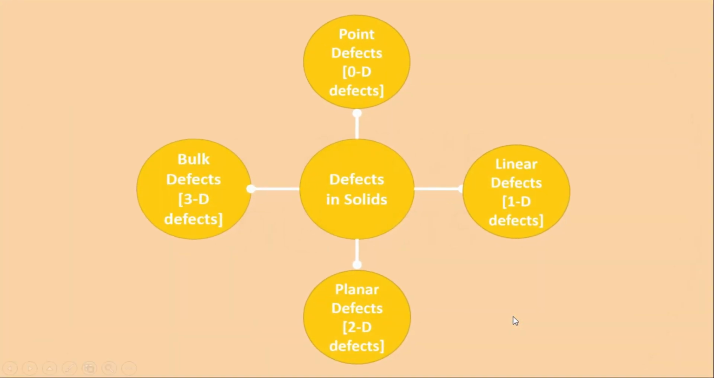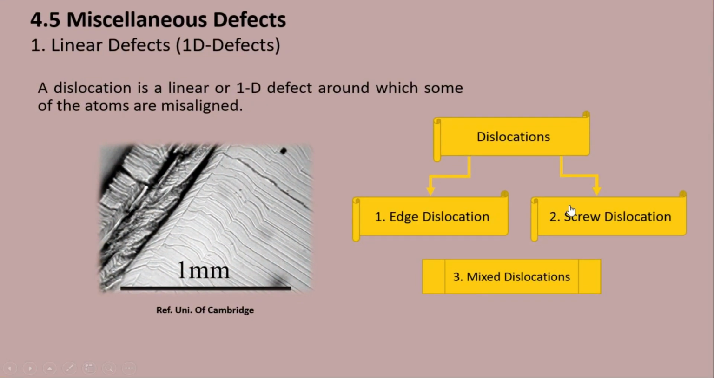So in today's lecture we will discuss the second type of defect, that is a linear defect or the one-dimensional defect. So what are the linear or the one-dimensional defects? They are also known as dislocations. A dislocation is a linear or one-dimensional defect around which some of the atoms are misaligned, or in other words, you can say some of the atoms are dislocated from their positions.